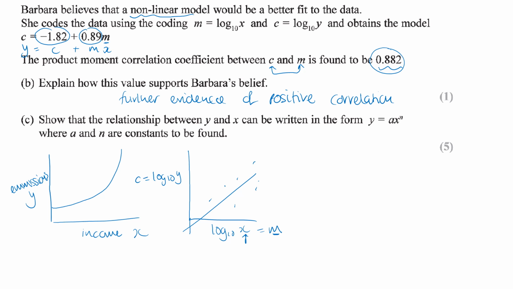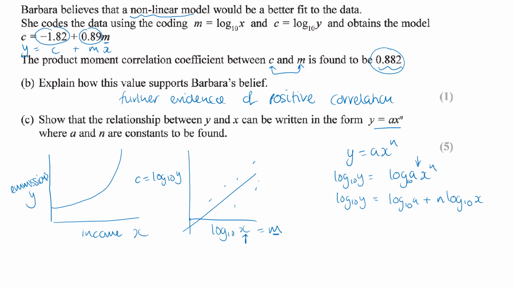Right, so part C, show that the relationship between y and x can be written in the form y equals ax to the n. So if we start with y equals ax to the n and take log to base 10 on both sides, so what you do to one side, you do to the other, and then we can split this up because it's a multiply and get log to base 10 of y is equal to log to base 10 of a plus n log to base 10 of x.